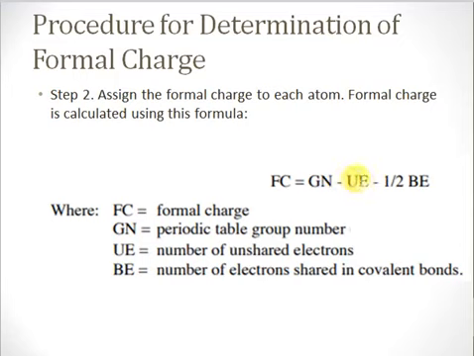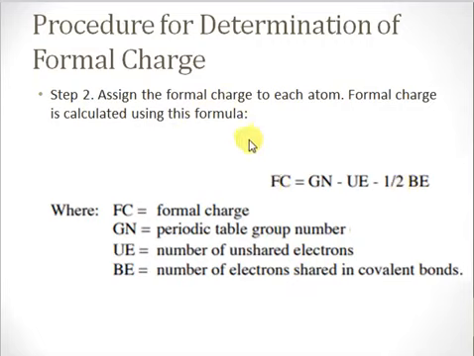Unshared pair of electrons present here, so that means the lone pair. And then we have the bonding electron pairs, the number of electrons shared in a covalent bond, and we have to divide by 2. For example, if there is an oxygen hydrogen single bond, the number of electrons shared will be 2, and we have to divide it by half, right? So that will become 1. Right, so this is the formula for calculation of formal charge.